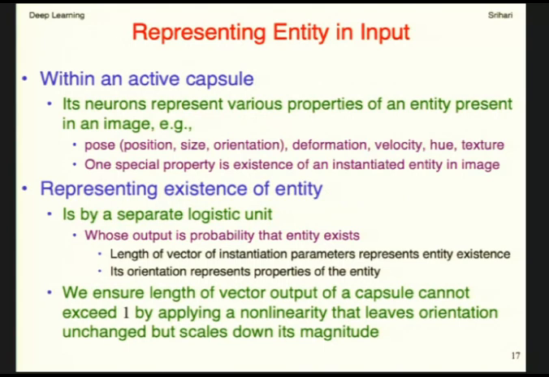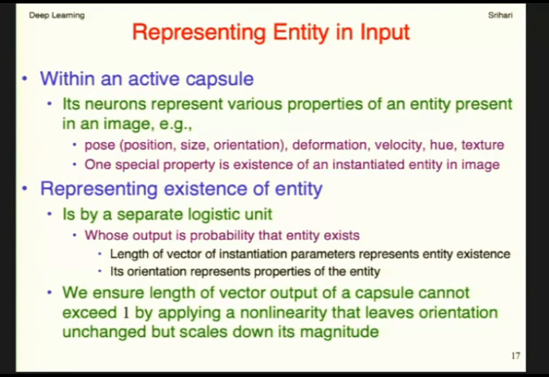So, representing an entity in the input. Within an active capsule, its neurons represent various properties of a pose. We call it position, size, orientation, deformation, velocity, hue, texture. All these things could be the properties. One special property is the existence of an instantiated entity in an image. I suppose that would be like a strength of 0.7 or 0.9.